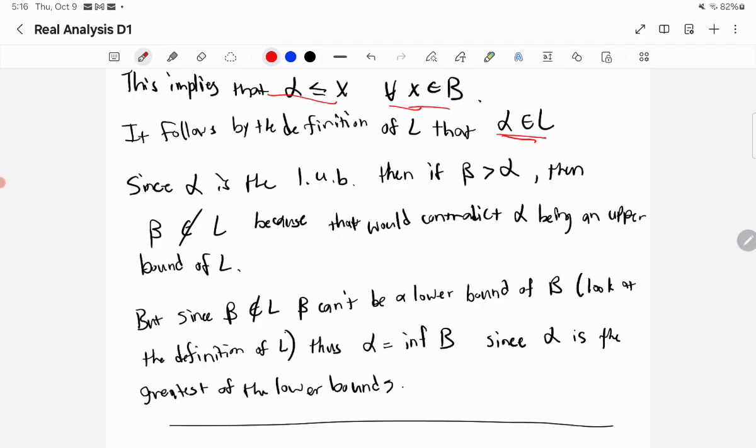Now, since alpha is the least upper bound of L, then if we have some number beta that's greater than alpha, then beta cannot be in L, right? So beta cannot be in L. I hope this is clear. Beta cannot be in L because if beta is greater than alpha, well, we already said alpha is the smallest upper bound of L.